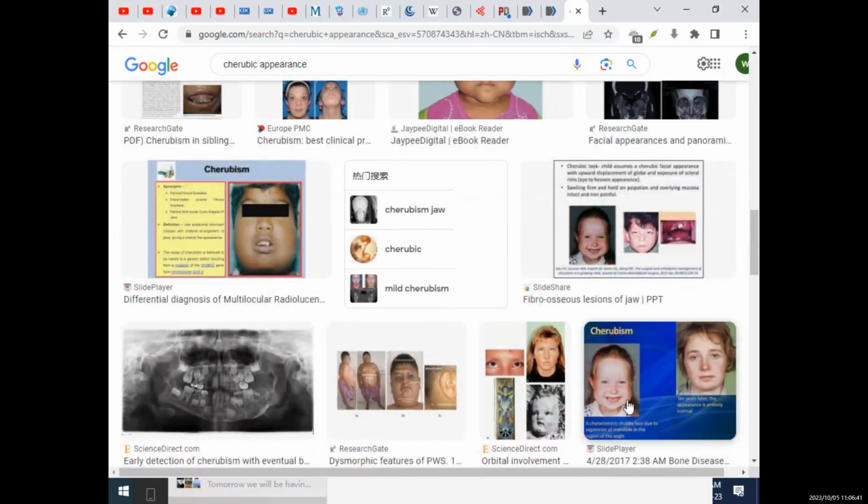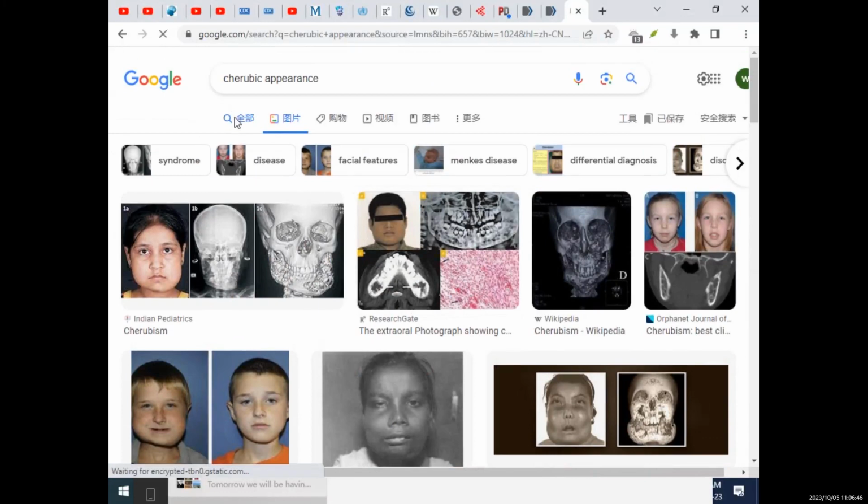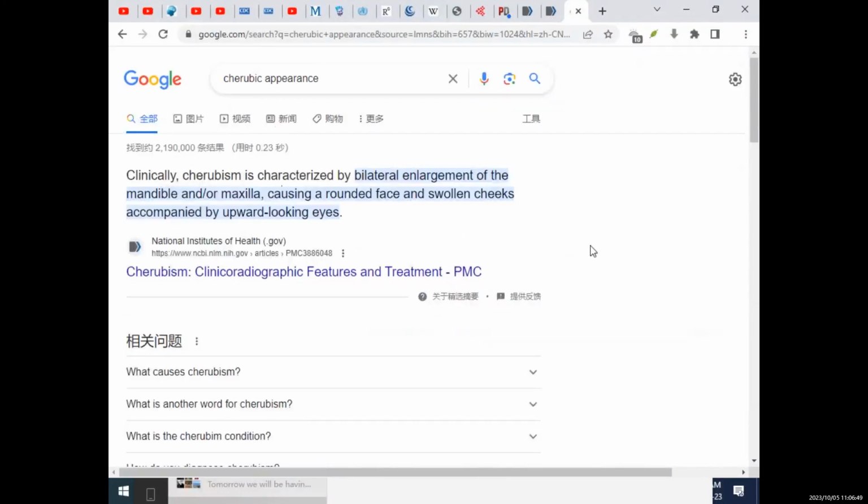Yeah, I think with these pictures, at least, we are getting different parts of it. The fat tissue or the bone? Repeat again. I mean, enlargement of where, mandible, maxilla. It's a bone, right? Yeah. No, the fat tissue. No, the bone actually is enlarged and therefore causing the face and swollen cheeks.